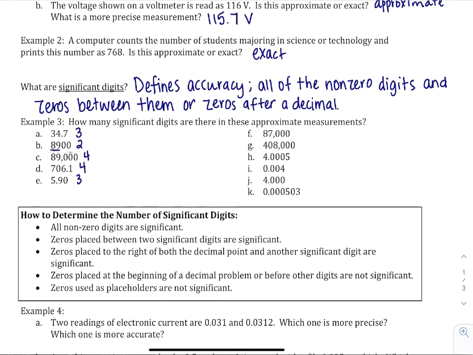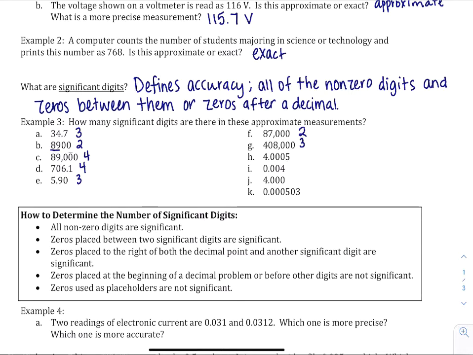Now looking at F, you have an 8 and a 7 and then 3 zeros. None of those are after a decimal. None of those are between our significant digits. And so we'll just have 2 significant digits here. But in letter G, the 4, the 0, and the 8 will all count as significant digits since that 0 is between 2 non-zero numbers, but the last 3 are not significant. And so here we'll just have those first 3 significant digits.